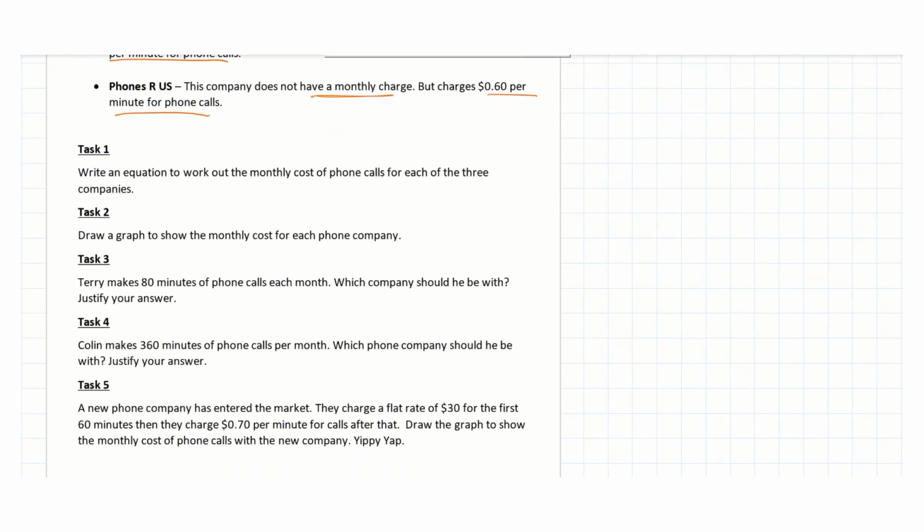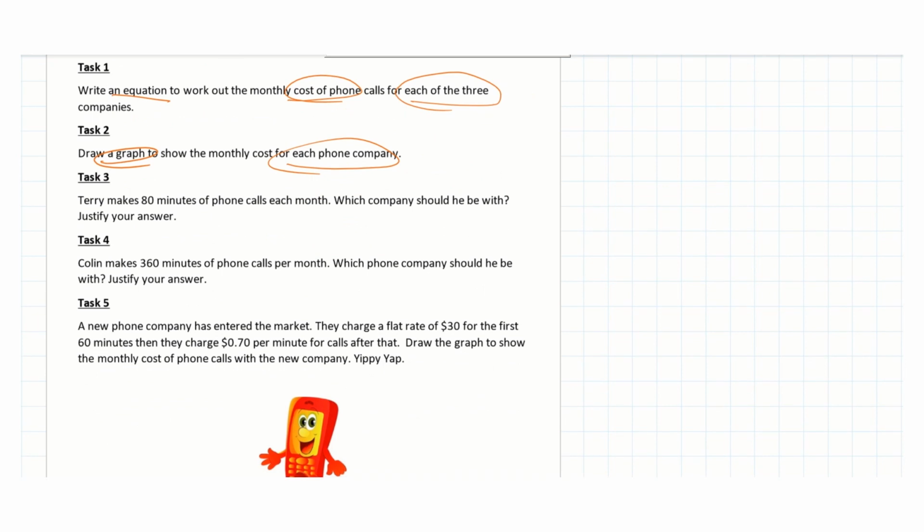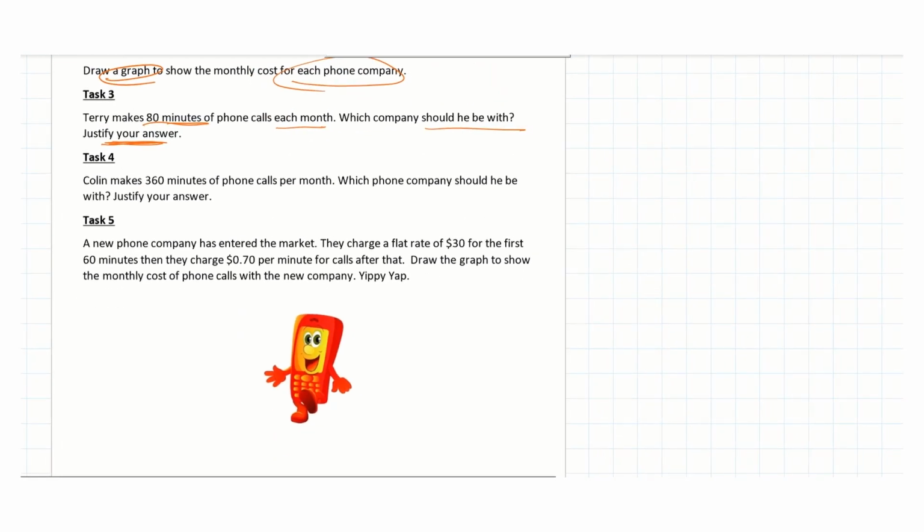Task 1. Write an equation to work out the monthly cost of phone calls for each of the three companies. Draw a graph to show the monthly cost for each company. Terry makes 80 minutes of phone calls each month. Which company should he be with? Justify your answer. Okay, justify your answer is going to be important, and I've highlighted "should he be with" instead of "which company".